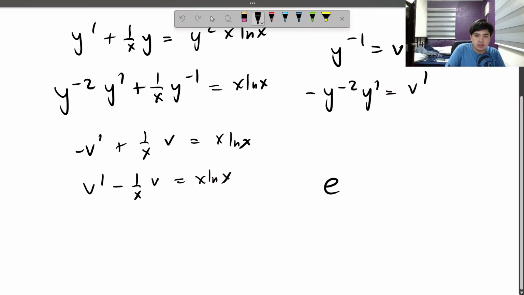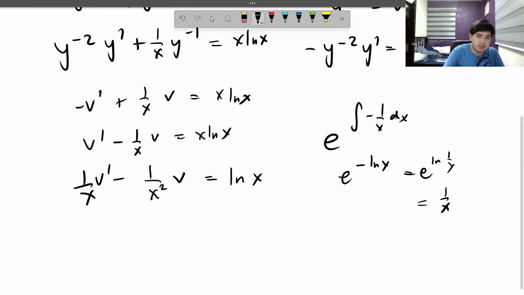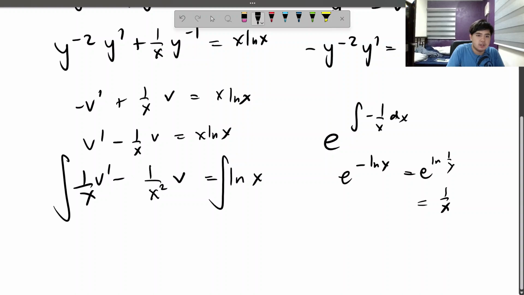All right. e to the negative integral of 1 over x dx, e to the negative ln x, or e to the ln of 1 over x, or 1 over x. So 1 over x is our special integrating factor. So 1 over x v prime minus 1 over x squared v equals 1 over x times x ln x, which is just ln x on the other side. Integrate both sides. This is just a simple d over dx of v over x integral.